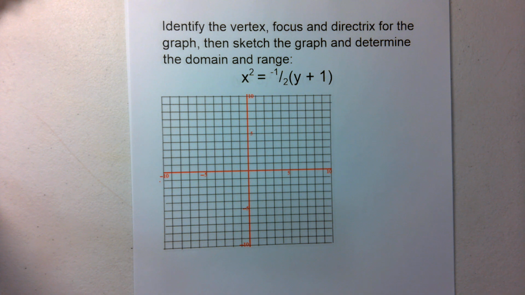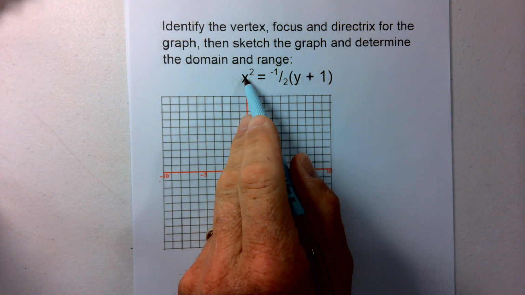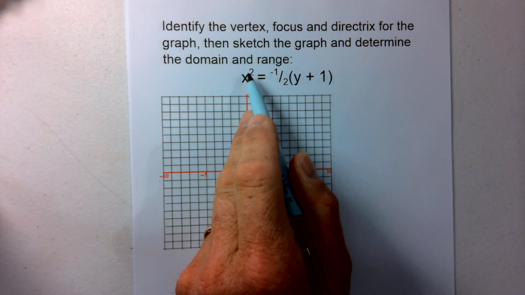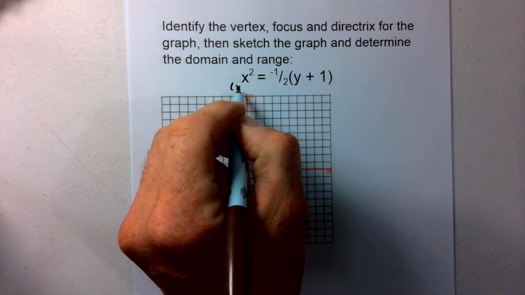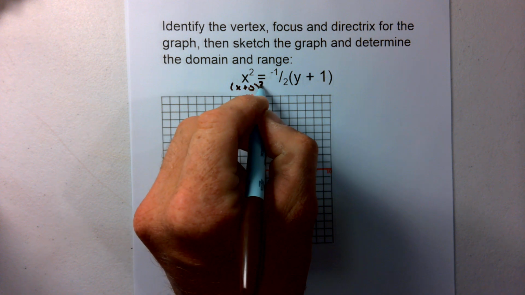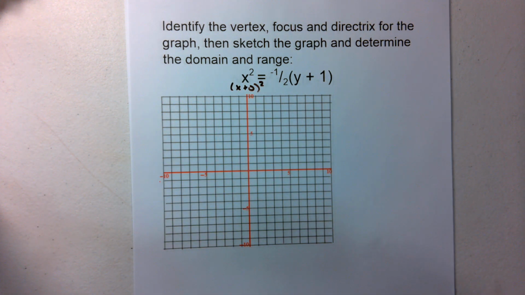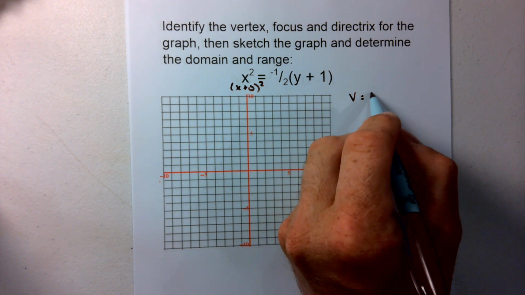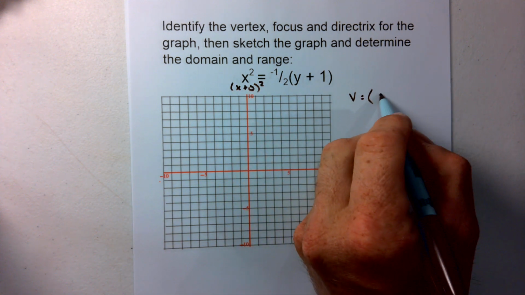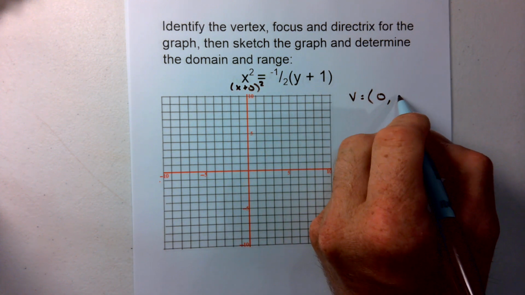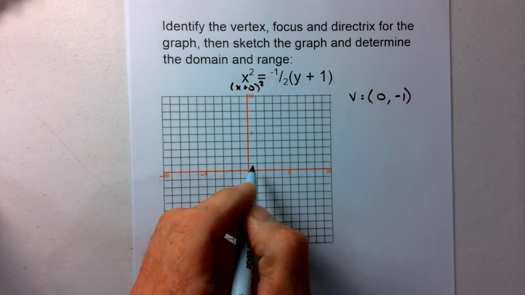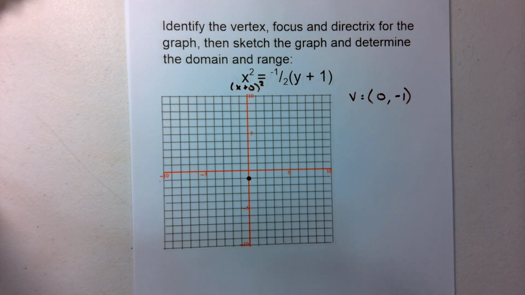In example 2 here, we're going to identify, again, the vertex, focus, all that good stuff. So, again, our x is squared. We can go ahead and write it as x plus 0 squared if you need, to be able to get our vertex there. So our vertex is going to be the opposite with x. Again, that's 0. The opposite of what's with y, which is going to be negative 1. So we have 0, negative 1 is going to be our point.